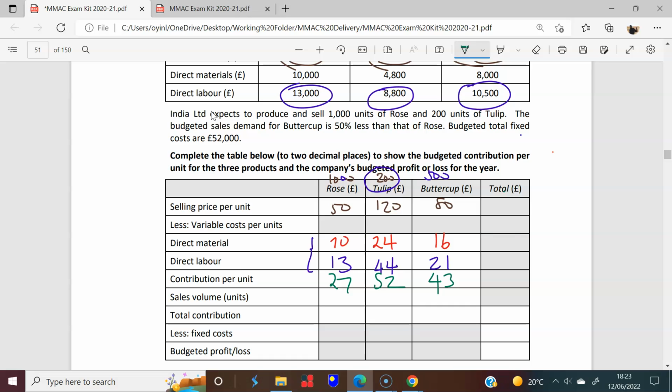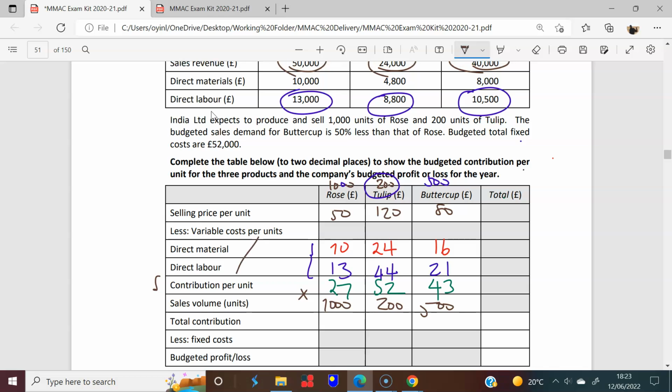Right. Now, in terms of volume, we have 1,000 units here, 200 units, and 500 units over here, which means we can now calculate the total contribution, which is literally the multiplication of these two things together. Therefore the total contribution here is 27,000, here the total contribution is 10,400, and here the total contribution is 21,500. And we can add that all together.